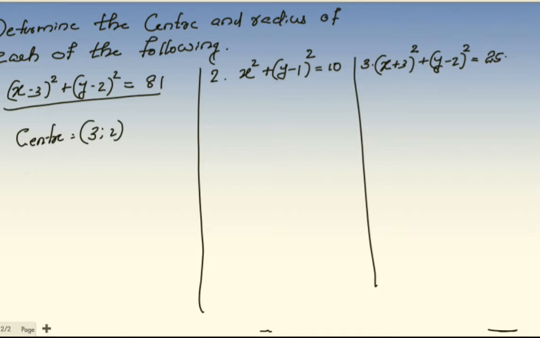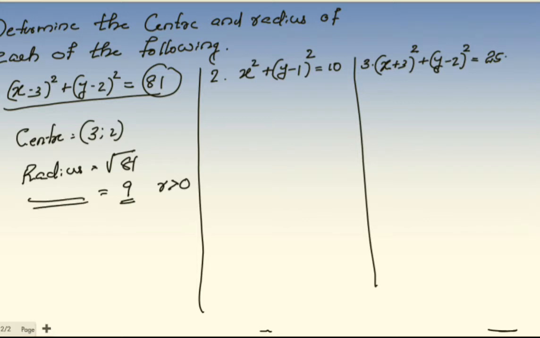And the radius, this 81 is in the place of r squared, right? So therefore, r is equal to the square root of 81. So the answer is 9. The square root of 81 is plus or minus 9, so you have to choose 9 because a radius is always positive, greater than 0. So these are the answers.